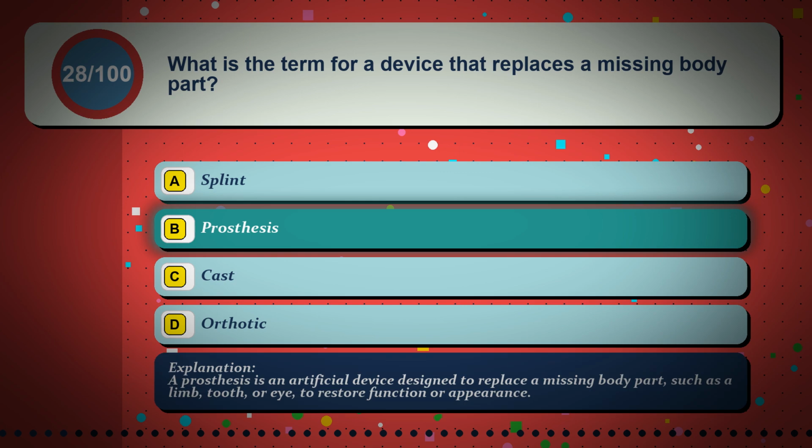A prosthesis is an artificial device designed to replace a missing body part, such as a limb, tooth, or eye, to restore function or appearance.